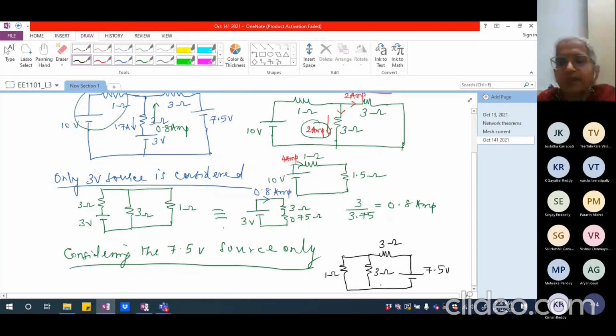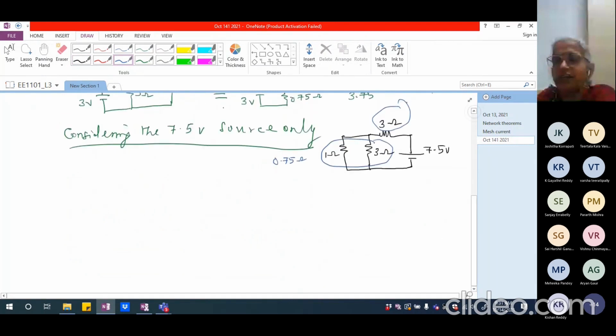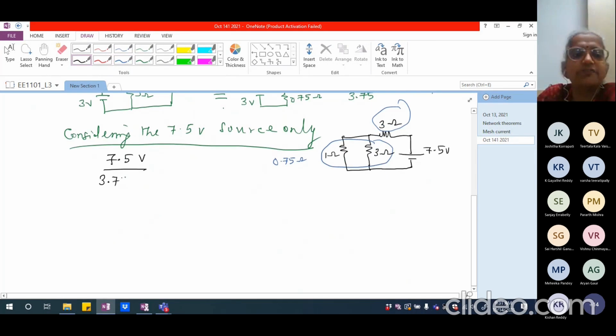Now if I try to look at the overall current that is going to flow, these two in parallel will again give me 0.75 ohms, 3 by 4 ohm. That is coming in series with this 3 ohms. So 3 plus 0.75 is going to be 3.75. So I can write this as 7.5 volts divided by 3.75 ohm, which will give me 2 ampere.